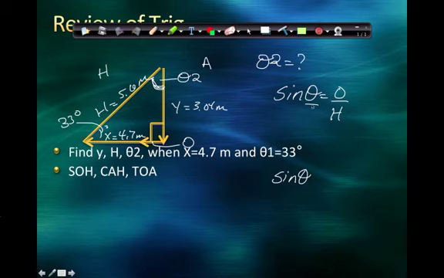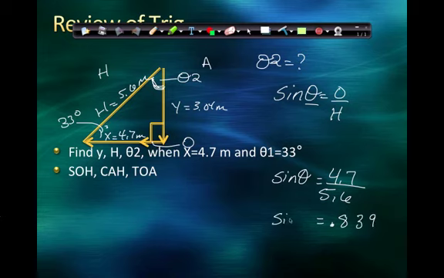Alright, so now I have sine of theta. Theta is unknown, so I leave it as the weird symbol. And that's equal to the opposite side, which is 4.7, divided by my hypotenuse of 5.7, or 5.6. So 4.7 divided by 5.6. That's equal to 0.839. So sine of theta is equal to that.